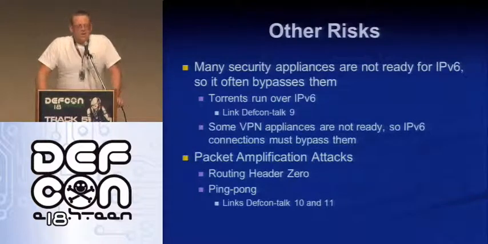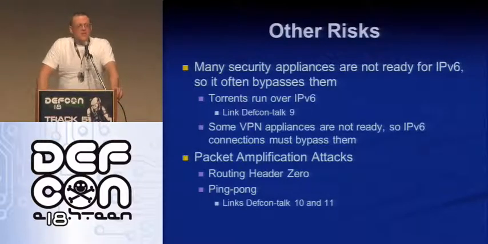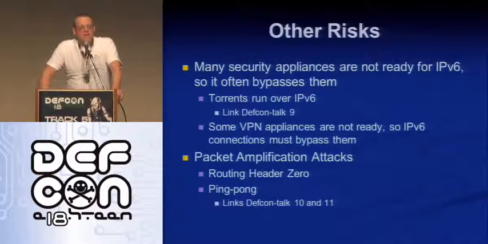Anyway, as mentioned, security appliances typically don't do anything for your IP version 6 yet. They aren't ready. So you can run torrents over IP version 6. The torrent fiends know this. You can usually do that, and the blocks don't block it.